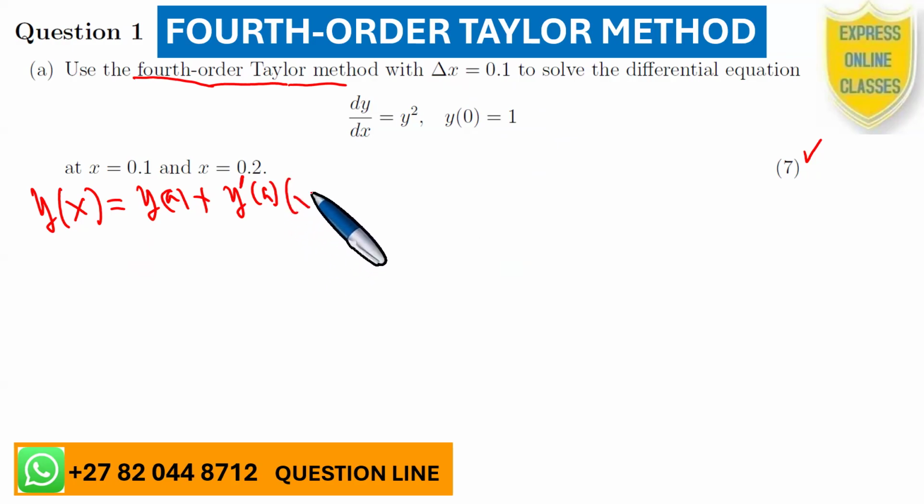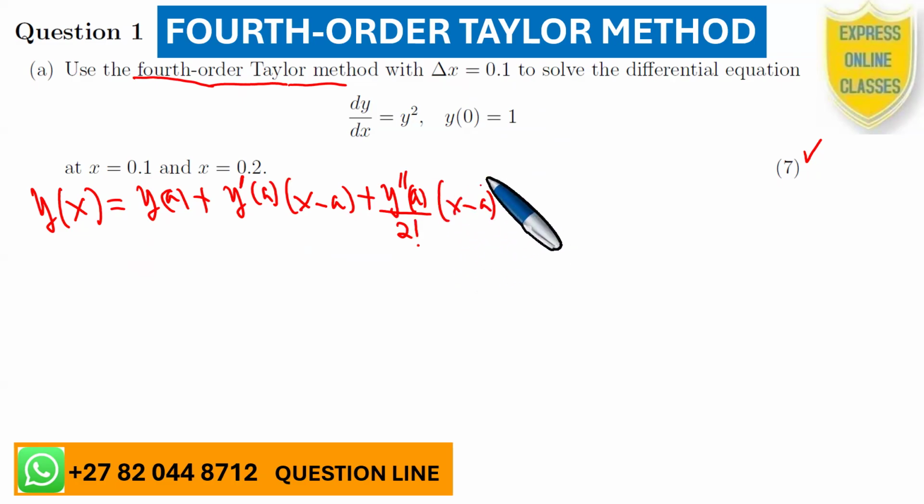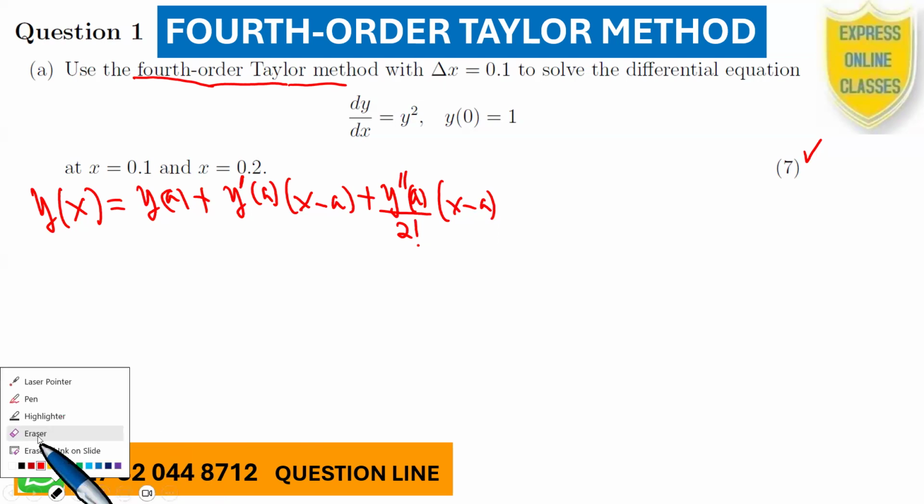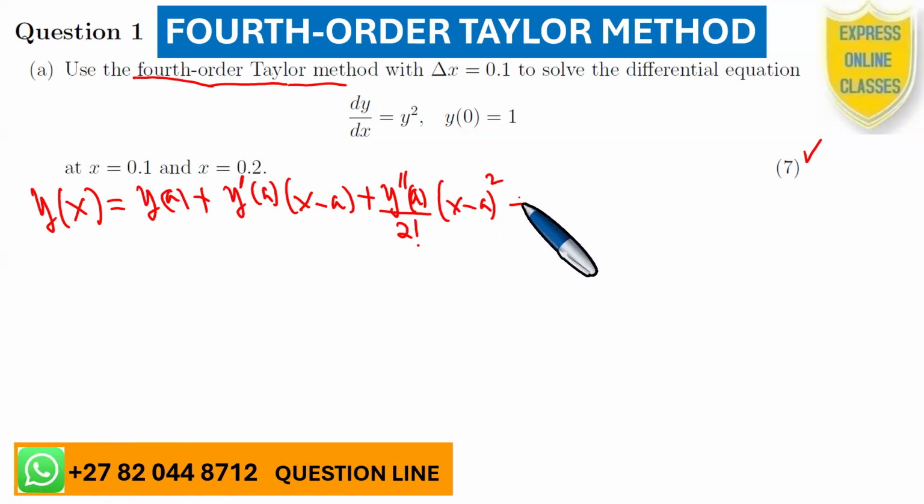We multiply it by x minus a. We continue with y double primed at a. I know I might be using a slightly different notation, but the meaning is the same. And we have x minus a, and then you square it. I'm just doing this so that you can master this kind of method, because we don't have lots of time left.